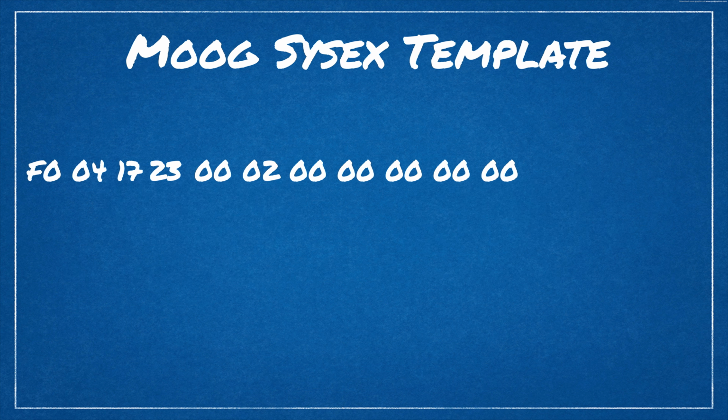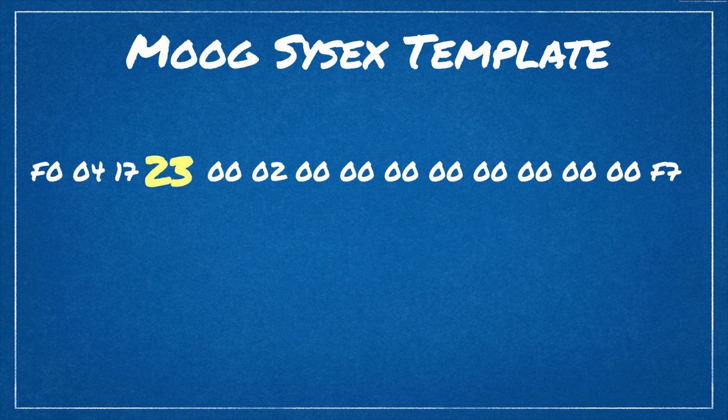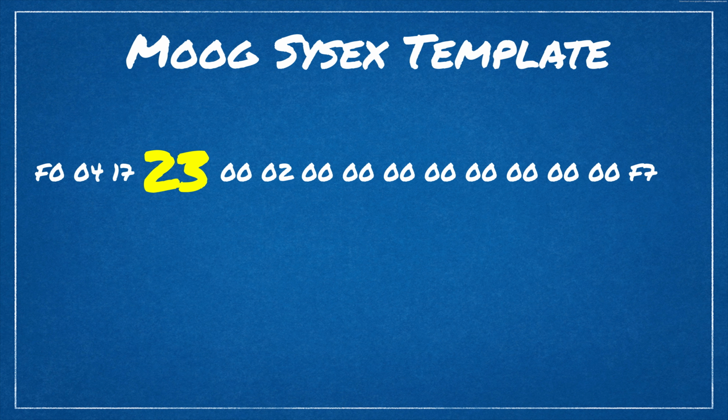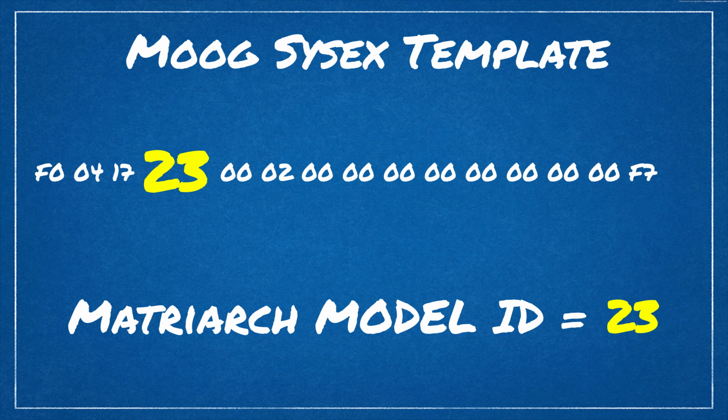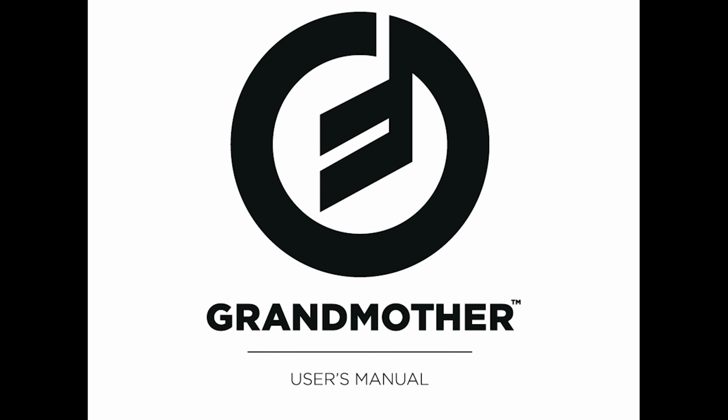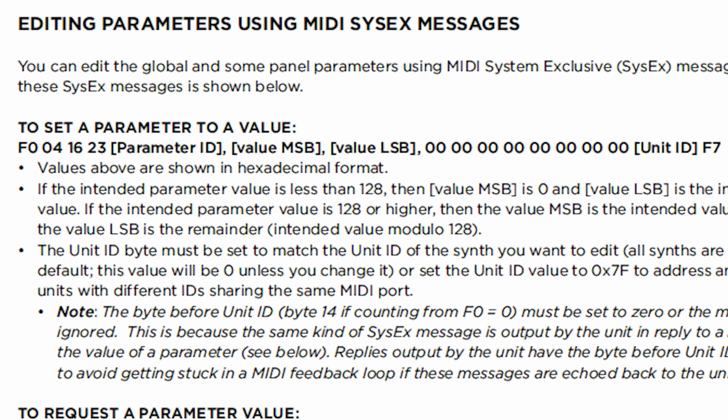Okay, next up, we have the model ID, which for the Matriarch is 23. This number, again, is manufacturer specific. Some manufacturers will alter this number for different synths, some don't. Moog seems to keep this number consistent for the Matriarch and the Grandmother at least. So if you're using a Grandmother, this value is also going to be 23, although the device ID for the Grandmother is 16.